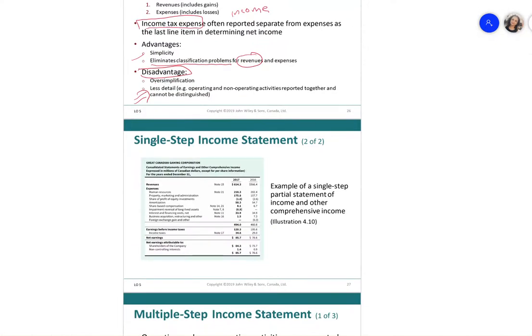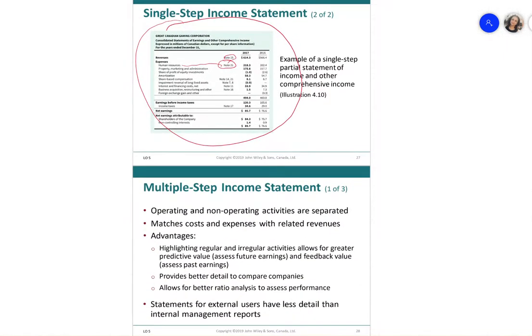This is an example of a single step income statement. If you look at it, they have a lot of notes. If I want to know what is in revenue, I have to go to note 15. If I want to know what some of the expenses in human resources are, I need to go to note 21. So when you simplify things, sometimes it makes it harder because it's oversimplified.